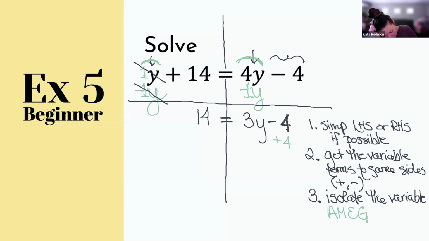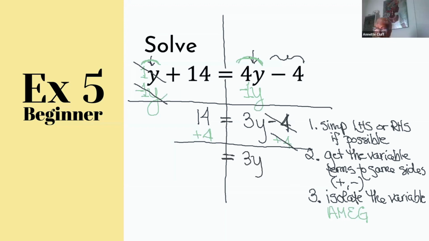I can do it as long as I do it to both sides. Subtract 4 and add 4 are opposites. They cancel. So now I have nothing adding or subtracting with 3y. I have just 3y, and that's going to be equal to 18. Beautiful. Is y alone? No, 3y.